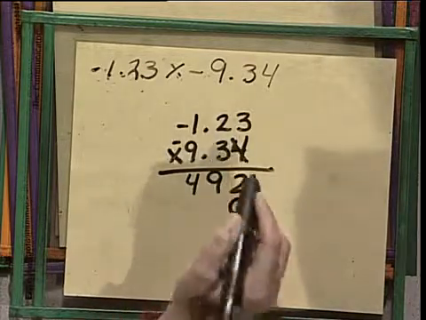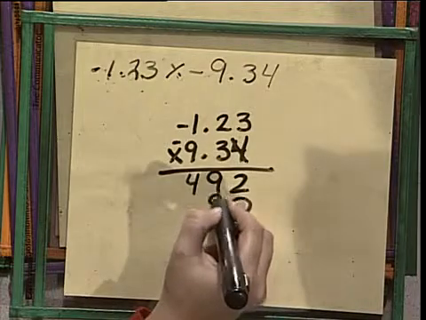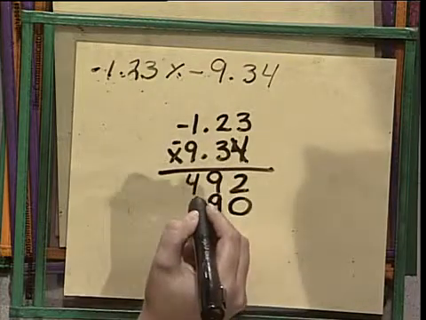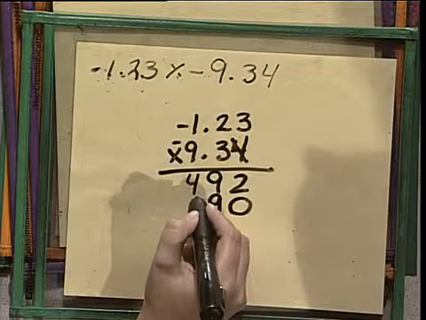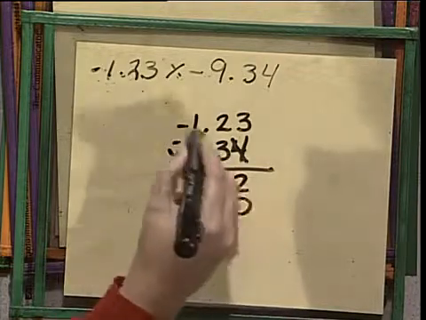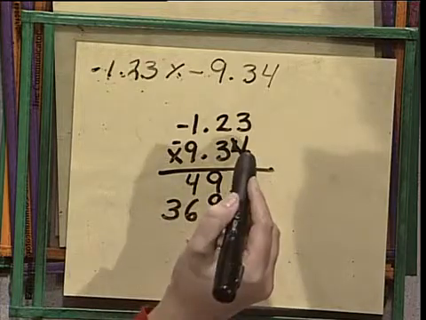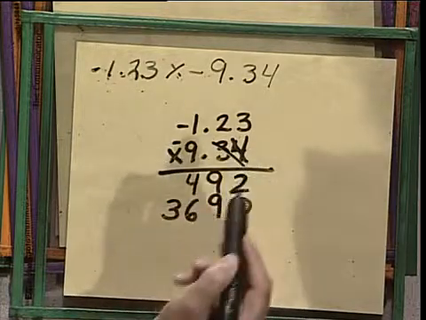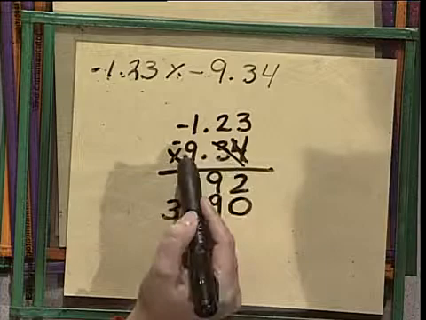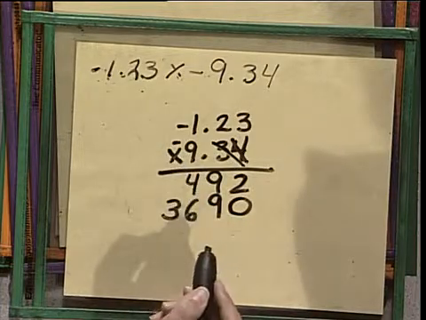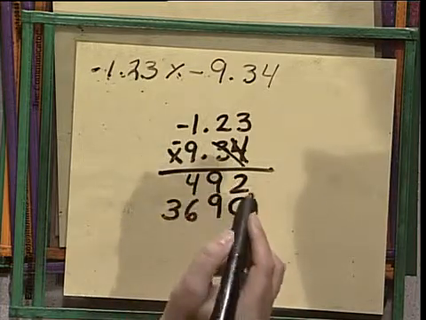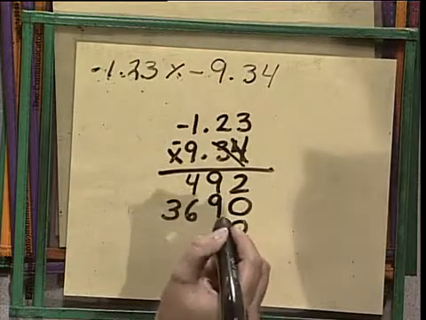3 times 3. 9. 3 times 2. 6. Good. And 3 times 1. 3. Excellent. Okay. Now we're done with the tenths column. I like to cross them out. Let's move on to the whole numbers, to the ones column. All right. Let's put down our placeholders.